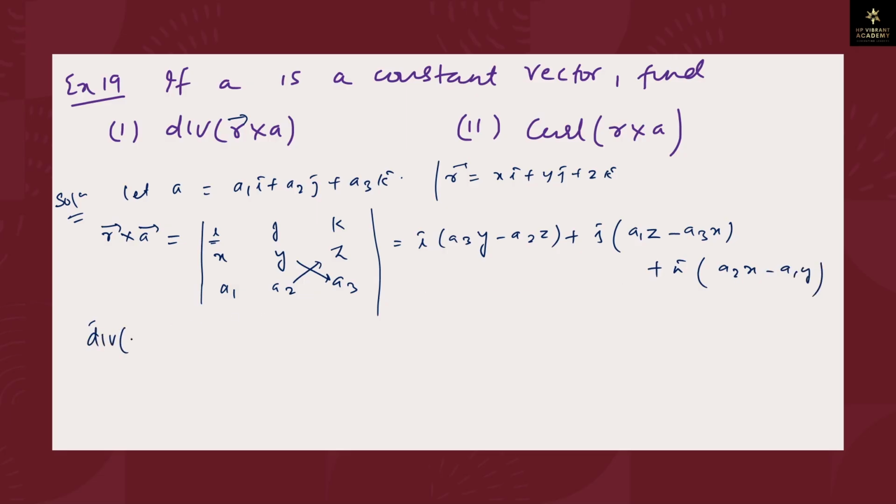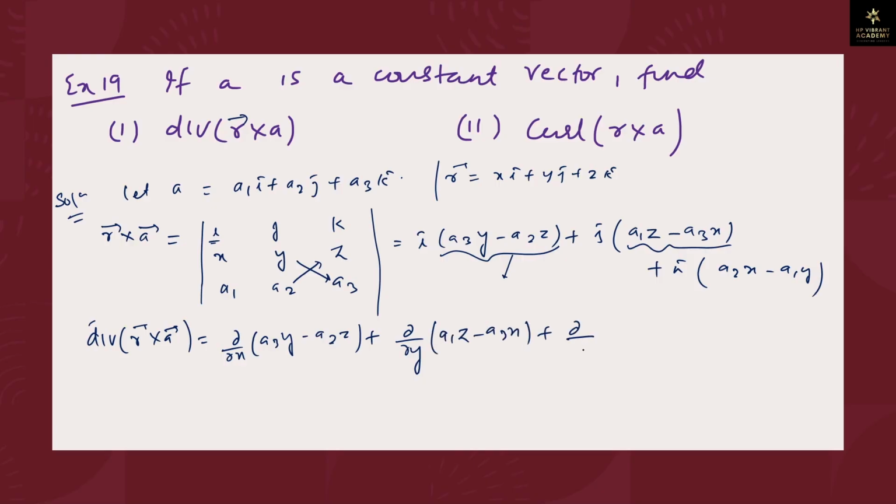So divergence of r cross a is equal to del upon del x of a3y minus a2z, plus del upon del y of a1z minus a3x, plus del upon del z of a2x minus a1y. There is no term of x in the first, so this is 0. There is no term of y in the second, so this is 0. There is no term of z in the third, so this is 0. So the divergence of r cross a is equal to 0.